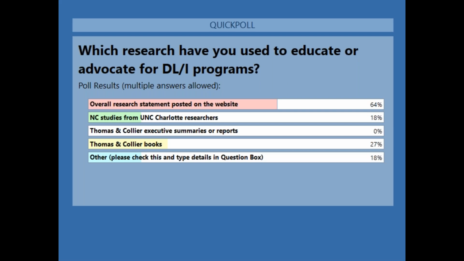About 18% said you use the North Carolina studies from our UNC Charlotte researchers. No one said they've used the Thomas and Collier executive summaries or reports, but I would encourage you to take a look at those if you want. They're usually 2 to 3 pages long.